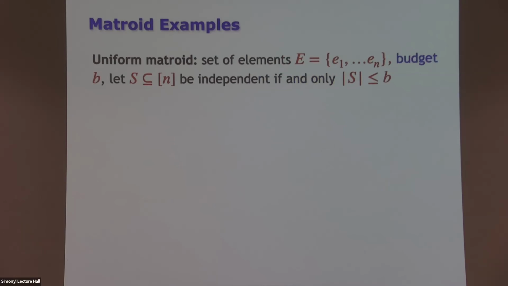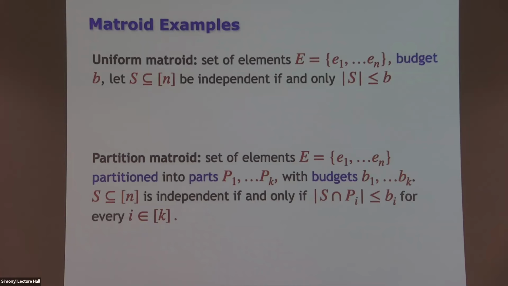There are also some simpler classes of matroids that we'll be using throughout this talk. The first of these is the uniform matroid. Here you're given a set, again, of n elements, and you're also given a budget parameter B. We say that a set S is independent if and only if the size of S is less than or equal to B. Again, I won't prove to you that this is a matroid, but hopefully you can see, for instance, that the downwards closure is trivial.